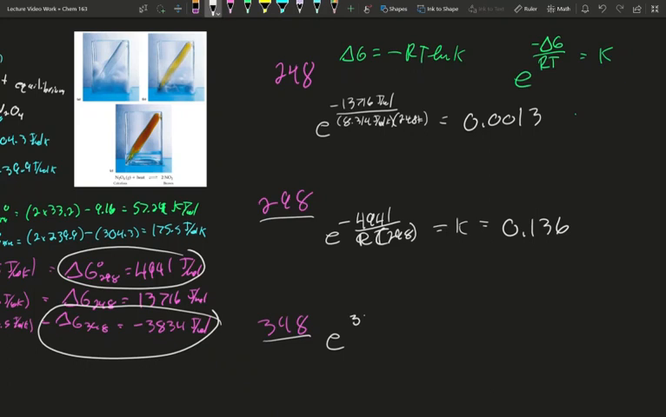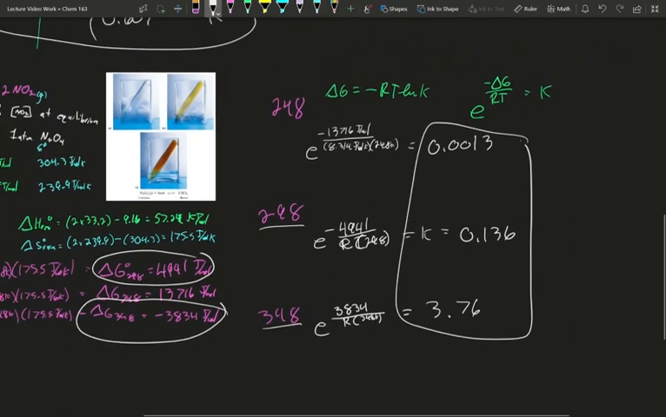And at 348, well, our 348 value was negative, so negative will be a positive. This will be positive 3,834 joules per mole over RT. T is 348 Kelvin this time. We'll find that 3.76 is equal to our K. So we can calculate out a few K values here.